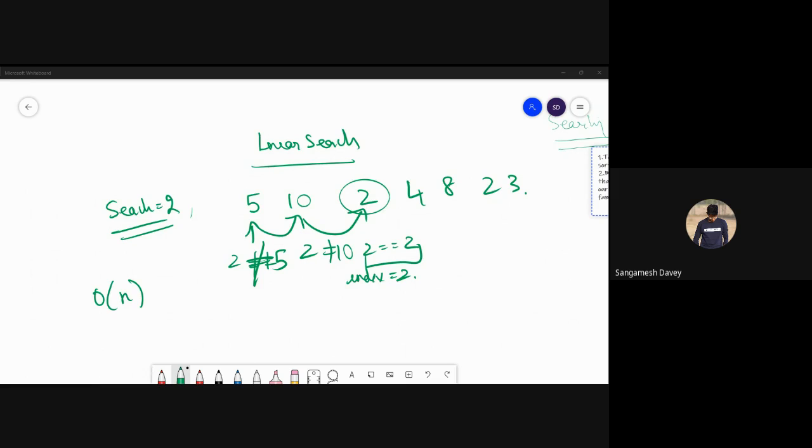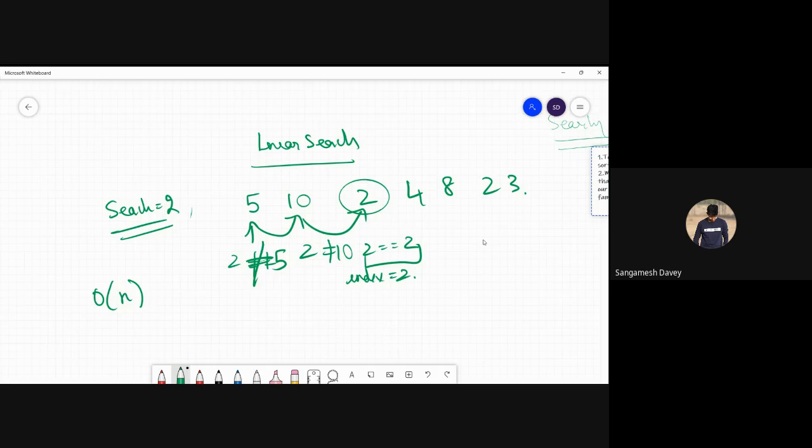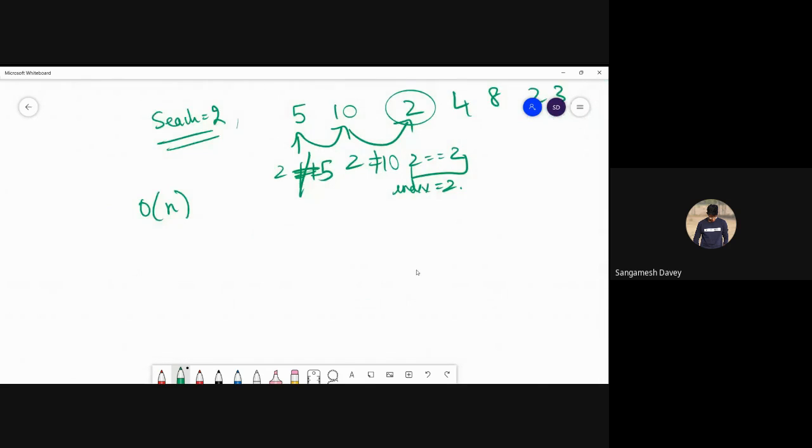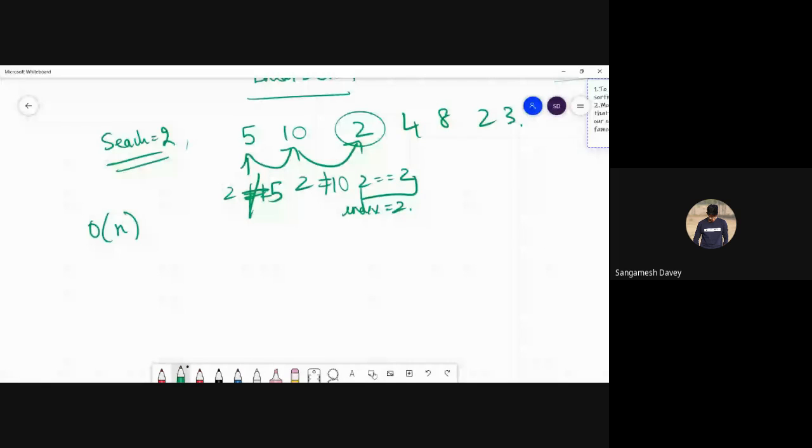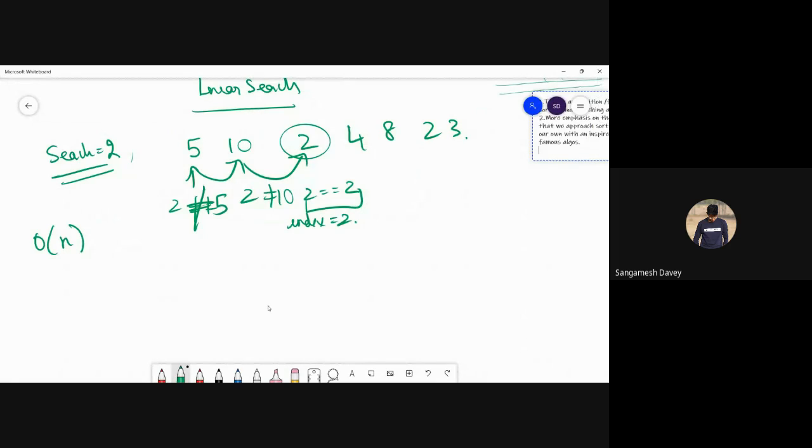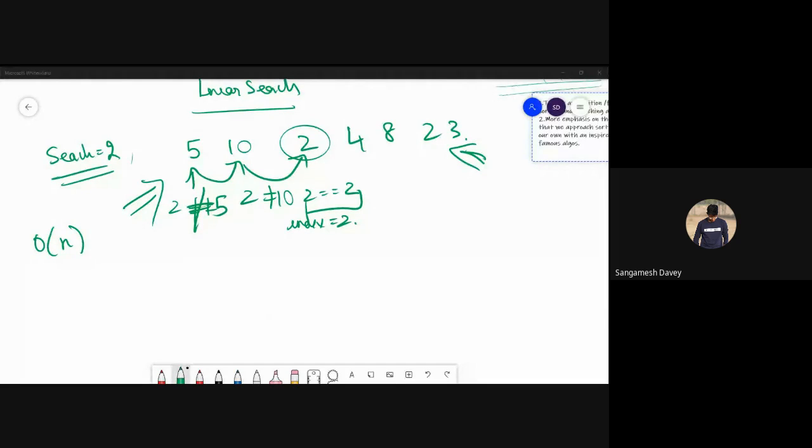Can someone please tell me a modified version of this? Any ideas? How can I optimize this to make the linear search better? Any answers? Okay, I'll give you a hint. Over here, we are starting from the leftmost element. Why can't I start from the rightmost element? Can I do that or not?